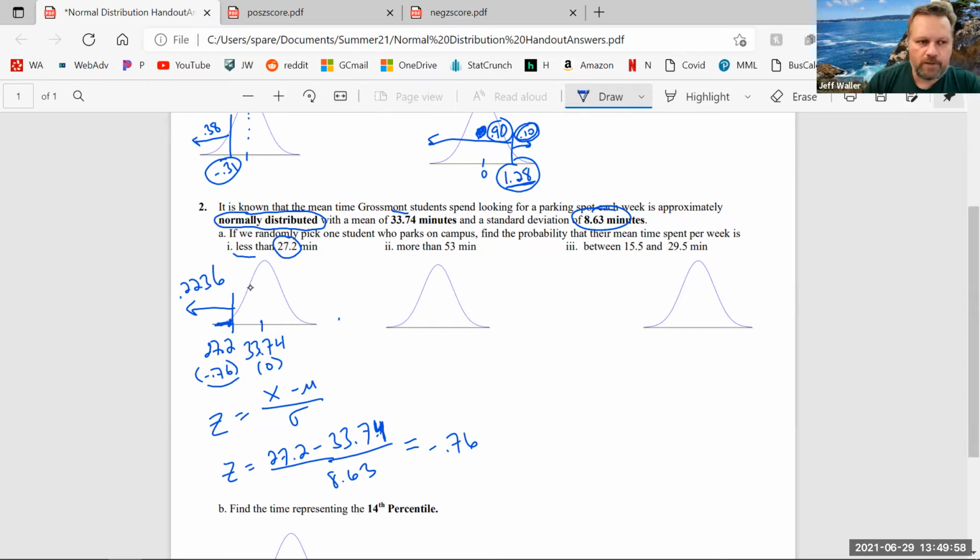Try to do number 2 if you haven't already. Go ahead and do number 2. I'll just sit here.